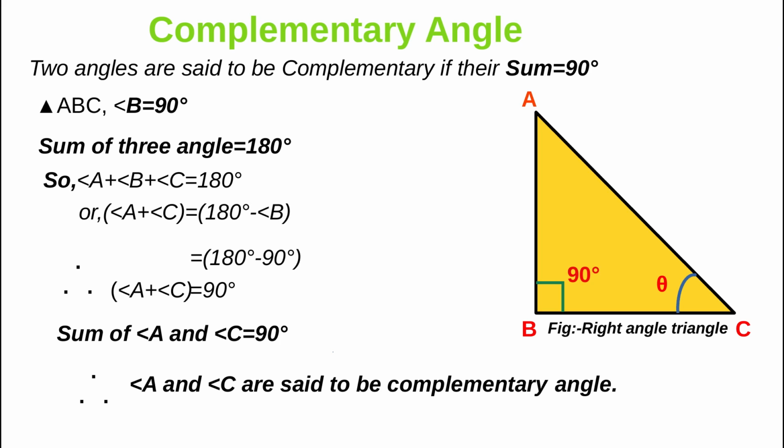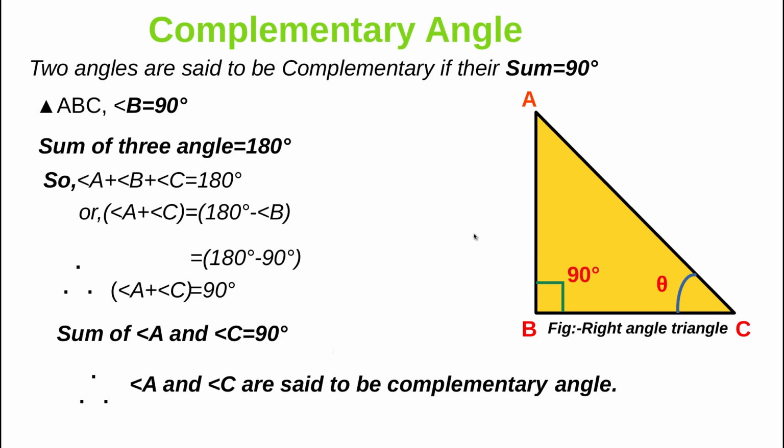So we know that two angles are said to be complementary if their sum is equal to 90 degree. Now I will take a right angle triangle here. Triangle ABC, whose angle B is a right angle, the value of which is 90 degree.